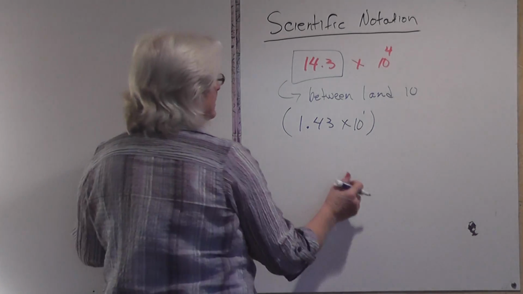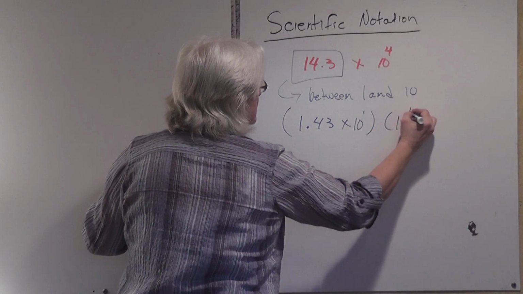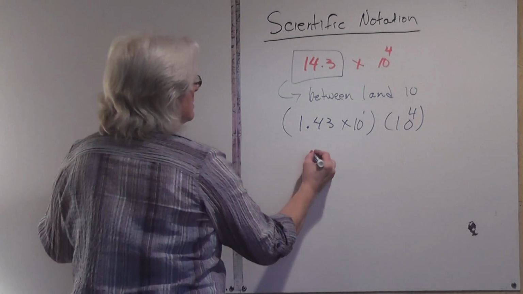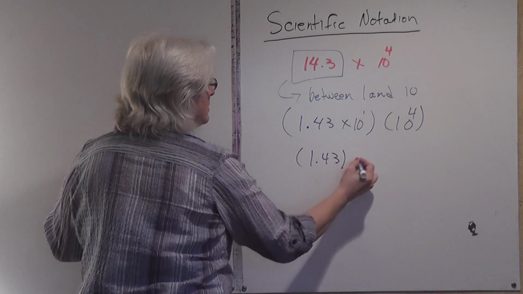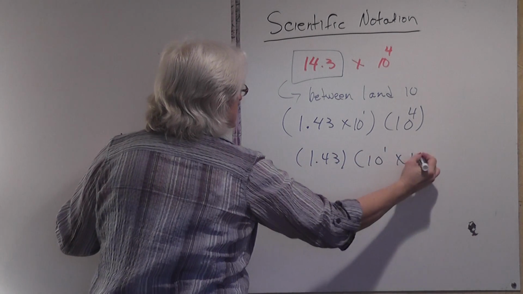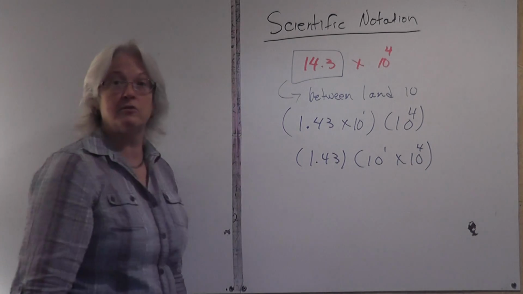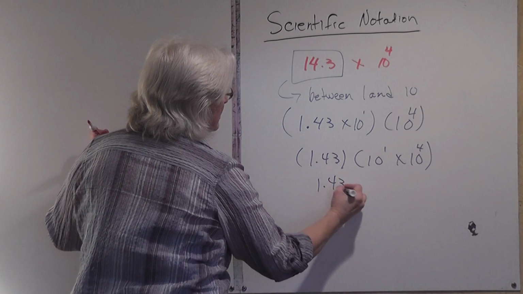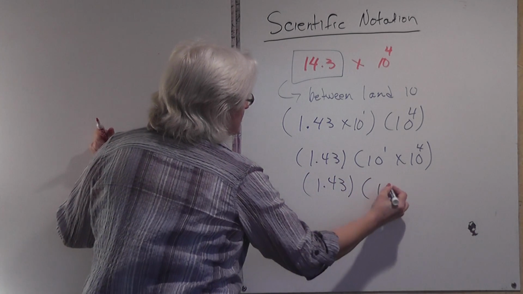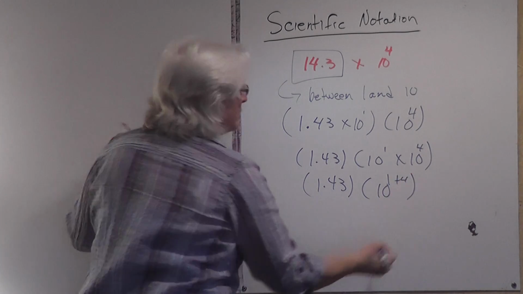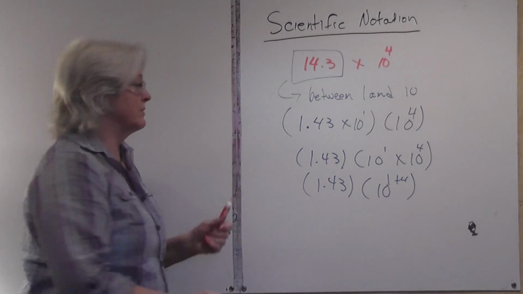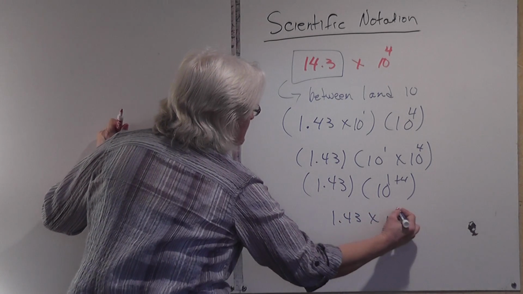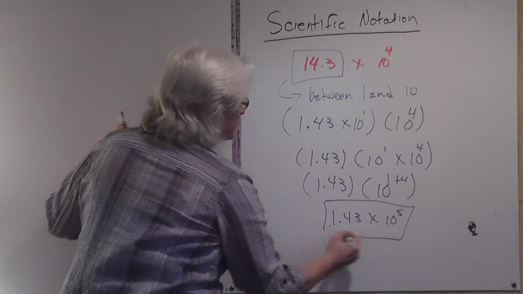Now we have 1.43 times 10 times 10 to the fourth. 1.43 times 10 to the first times 10 to the fourth. I'm adding extra steps in here to make it crystal clear what we're doing. 1.43 times 10 to the 1 plus 4. We have the same base, we're adding exponents. In scientific notation, it's 1.43 times 10 to the fifth.